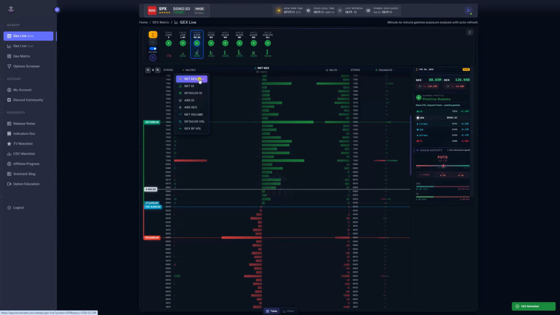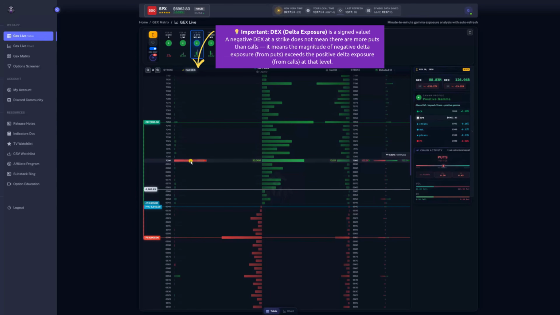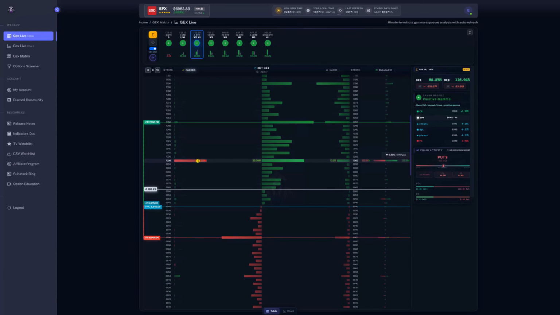It's not a signal. So for example, if we are looking at the net DEX, you will see here that there is a high net DEX at 7,000 on the put side. This is a negative net DEX. It doesn't mean that the market will go up or down to that strike. So it's not a specific signal indicator. It's just the current positioning of that specific strike for that specific expiration.